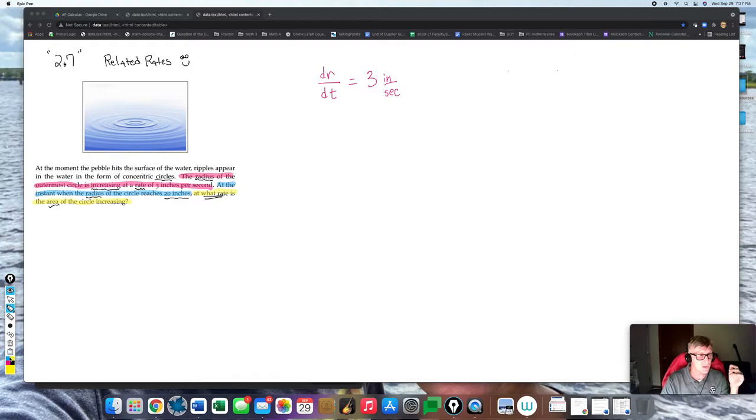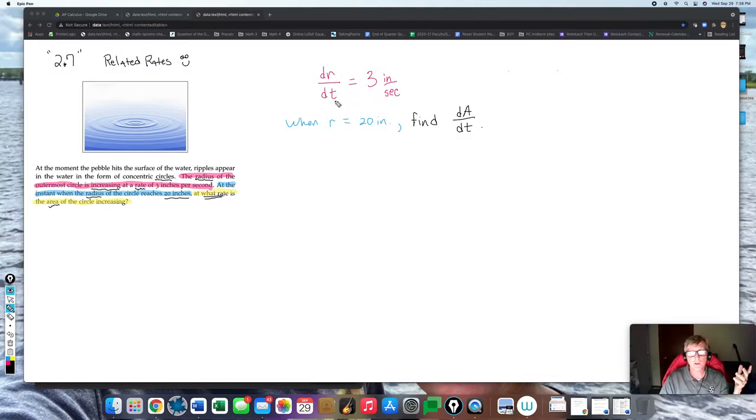All right, so let's go back to that blue sentence. That says at the instant when the radius of the circle has reached 20 inches. So when r is equal to 20 inches, comma, and I'm going to switch to black now. We want to find at what rate, so rate is something changing over time, the area of the circle is increasing. So the derivative of the area with respect to time.